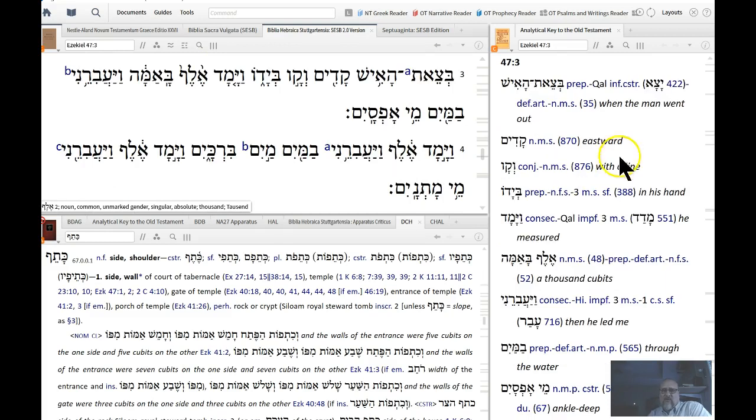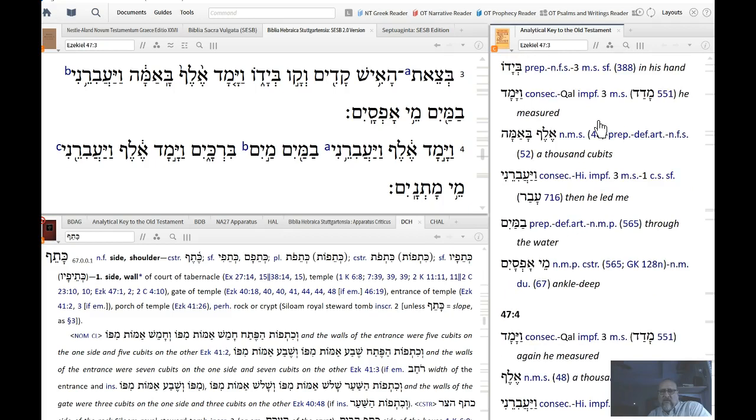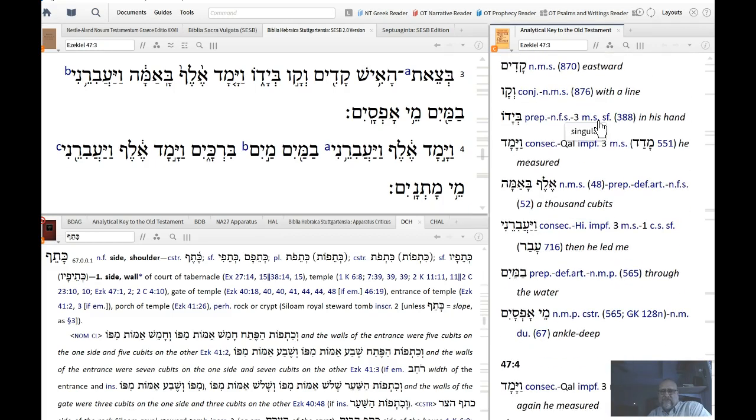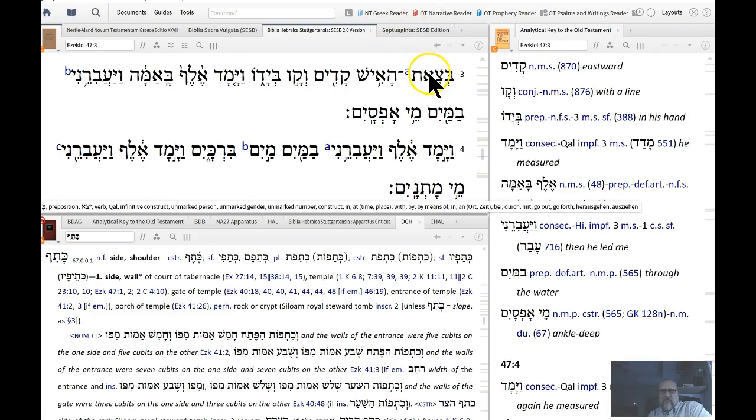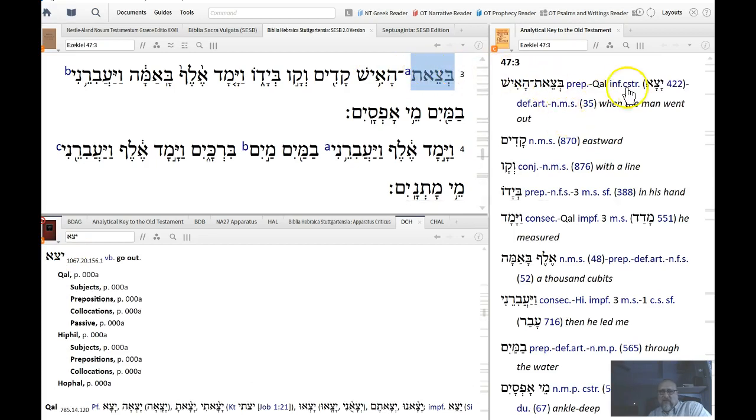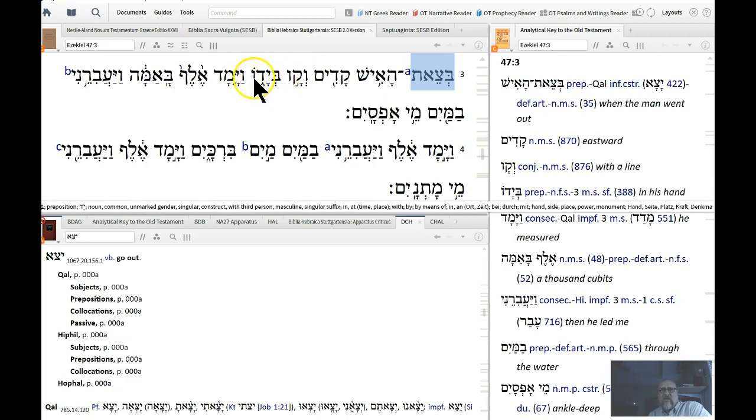And verse 3, we're going to verse 7. And when the man went out, so I think this is the qal infinitive construct, in the going out of the man, when the man went out on the east, a qav, so this is the measuring rod, was in his hand, and he measured 1,000 cubits. So a cubit is 18 inches, 1,000 cubits would be 1,500 feet. 1,500 feet is 5 football fields, goal line to goal line, five of those.